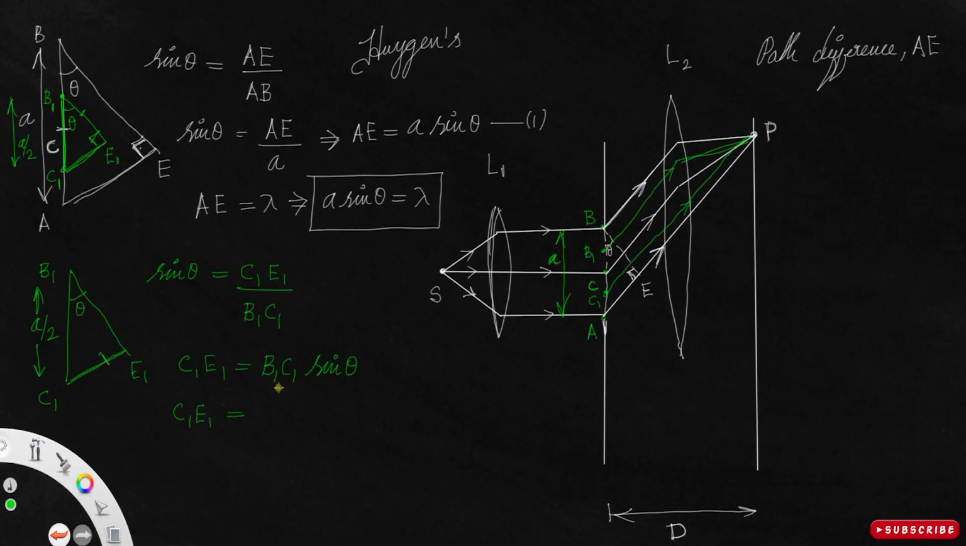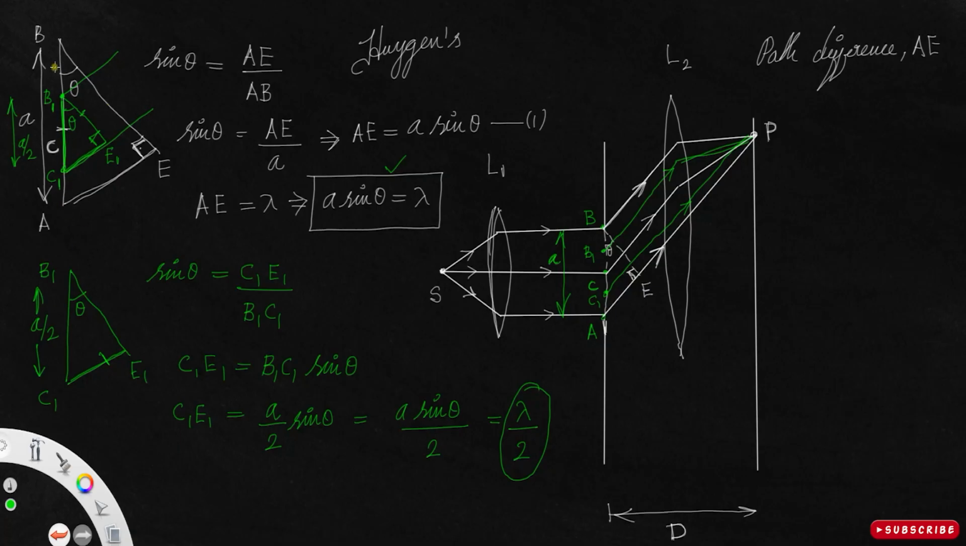And we know B1 C1 is A by 2 sine theta. We can write this as A sine theta divided by 2. And we know A sine theta is actually lambda. So that's equal to lambda by 2. So what does this actually mean? That means if the path difference is lambda by 2, that is a fraction of the wavelength, the fringe formed in here will be the dark fringe. That means a ray from B is cancelled by the corresponding ray from the point C.